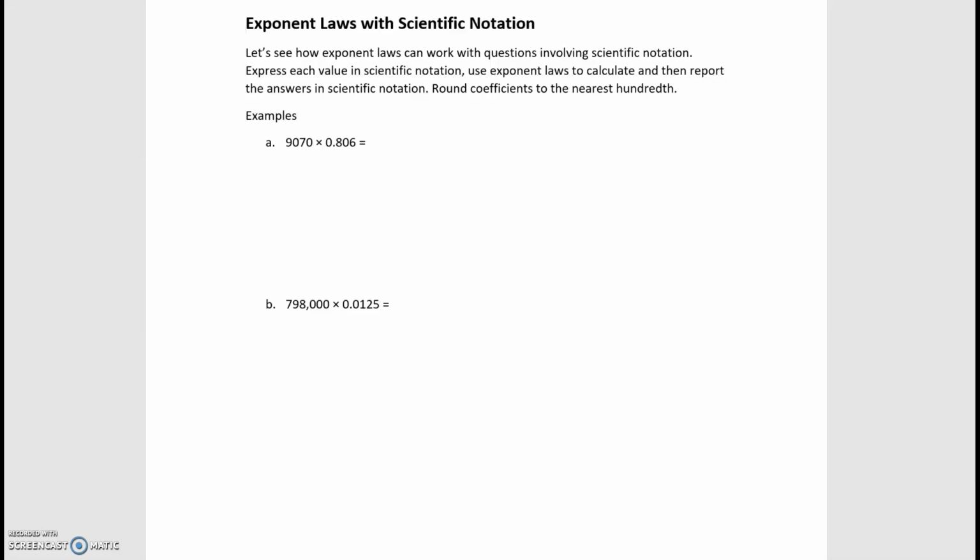In the previous video, we talked about exponent laws with powers of 10. Now let's see how exponent laws can work with questions involving scientific notation. So we're going to do example A fully together. Express each value in scientific notation first, and then use exponent laws to calculate, and then finally report the answer in scientific notation. And we'll round the coefficients to the nearest hundredth.